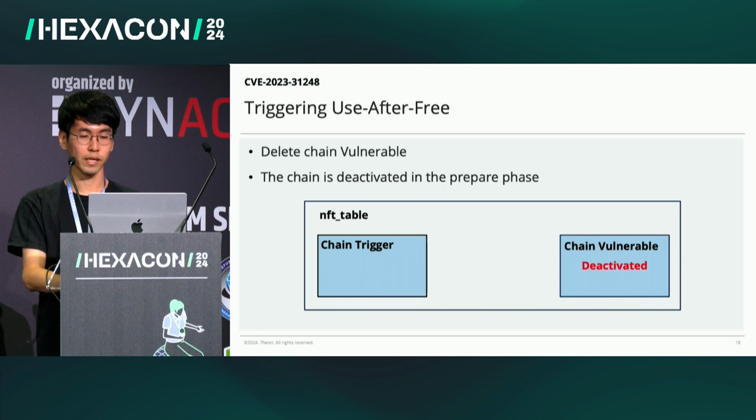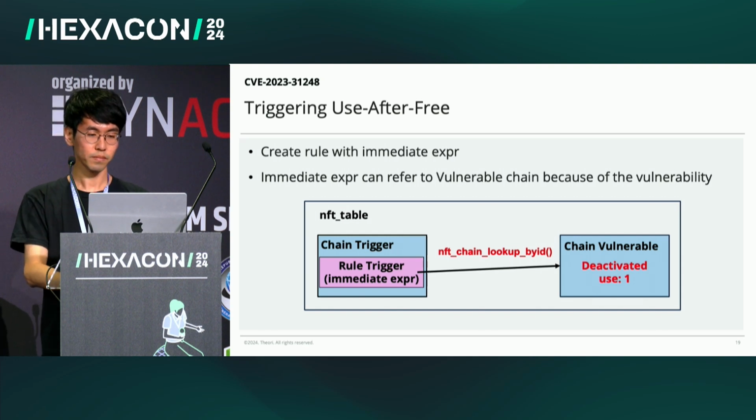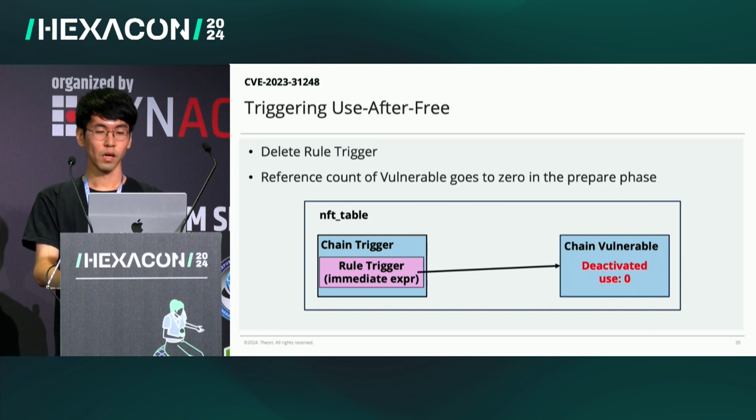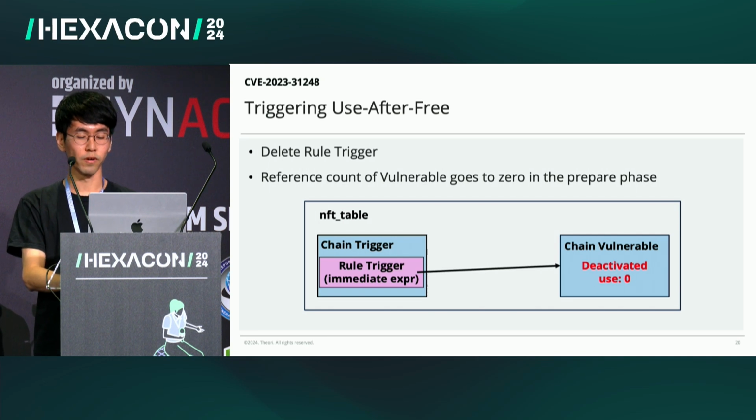After creating these two chains, we delete the vulnerable chain. This results in the chain being deactivated in the prepare phase. We then create a rule with an immediate expression to reference the vulnerable chain. A deactivated chain should not be referenced, but due to the vulnerability, it can be referenced. And if we delete the rule, the reference count of the vulnerable chain goes to 0 in the prepare phase. So the vulnerable chain can be destroyed in the release phase.